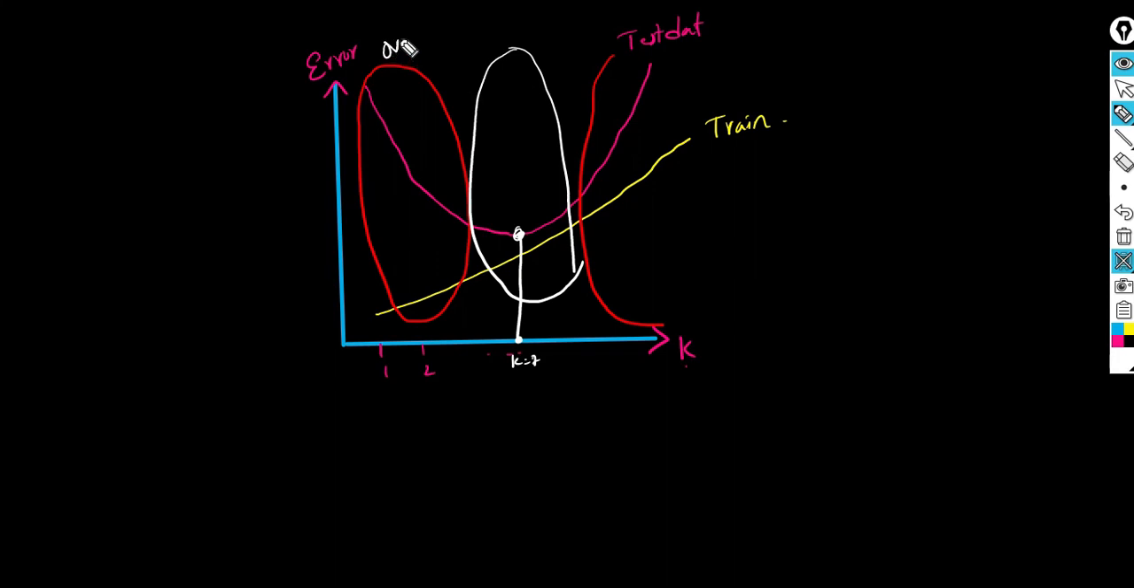This is the overfit problem. This is the underfit problem. This is a good k value, and once we get the best k value equal to 7, let's suppose, we will test on the test data.